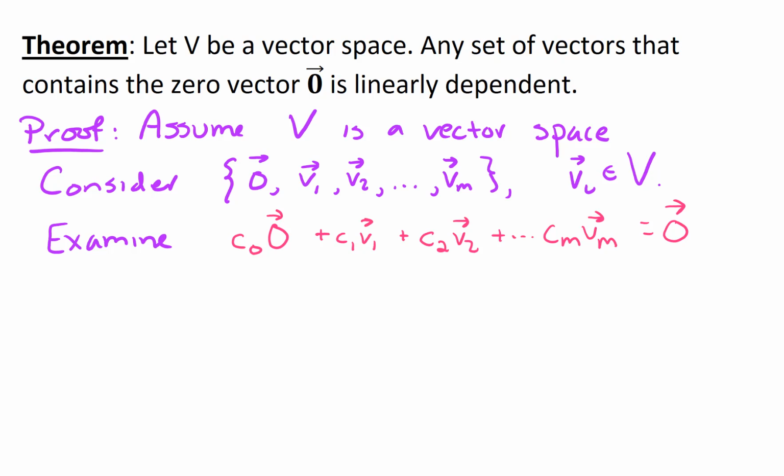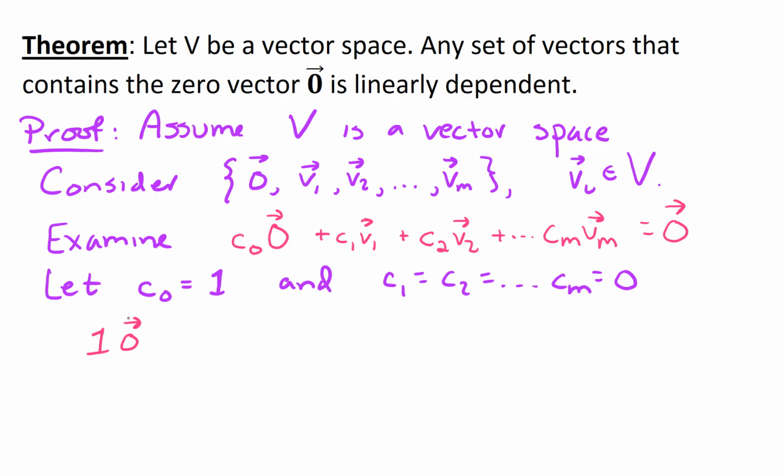So here comes the punchline. Let C naught equal 1, and let the C1 through C2 all the way up through CM, let those coefficients be 0. And so what this says is that, go back to our equation, we have 1 times the zero vector plus 0 times V1 plus 0 times V2 dot dot dot all the way up through the mth term. And those are certainly coefficients that satisfy that equation, and you could say by properties of vector spaces.